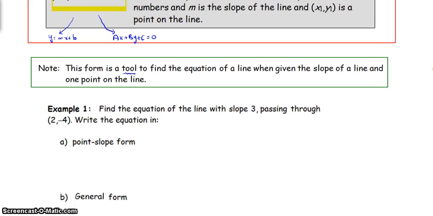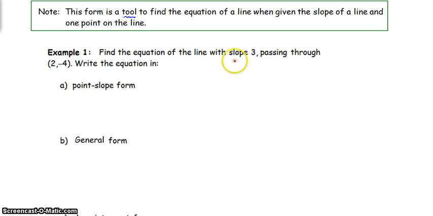For example, here's a slope of 3, and it goes through this point. It's not the y-intercept. So I couldn't write this as y equals mx plus b. I actually could use my input-output, find b, but let's use point-slope form. It's y minus y1 equals m times x minus x1. So what I need to do is insert my 3 in place of m.